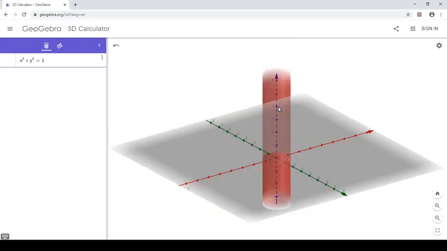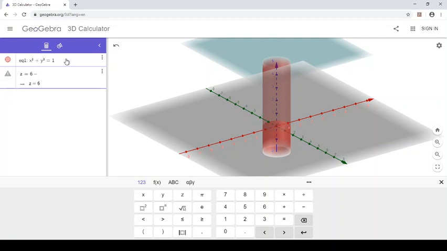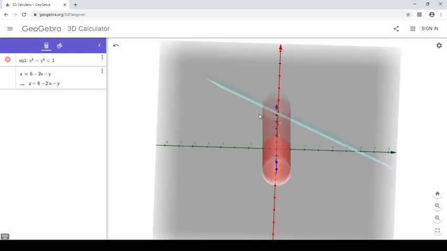Okay. And then also, let's graph that other thing. We had z equals 6 minus 2x minus y. Okay. That's this plane.